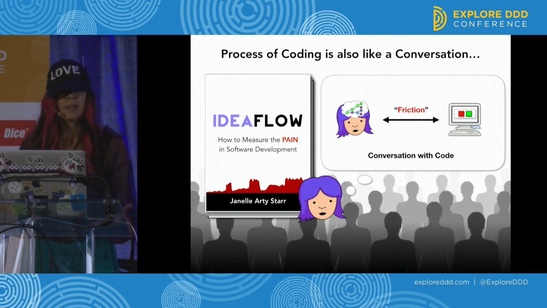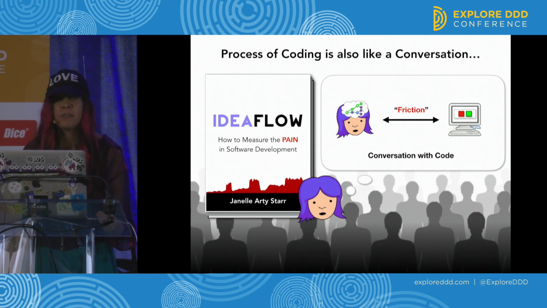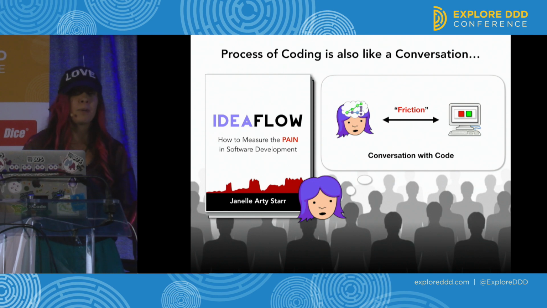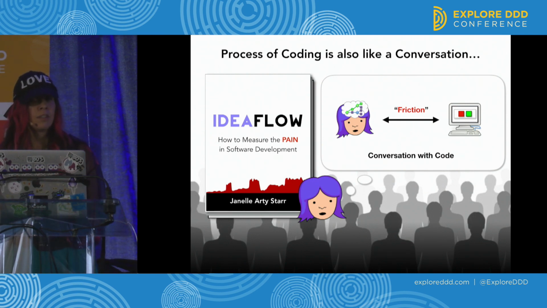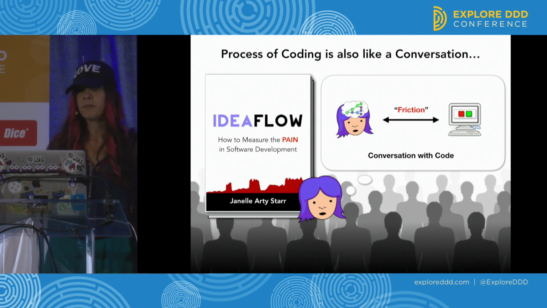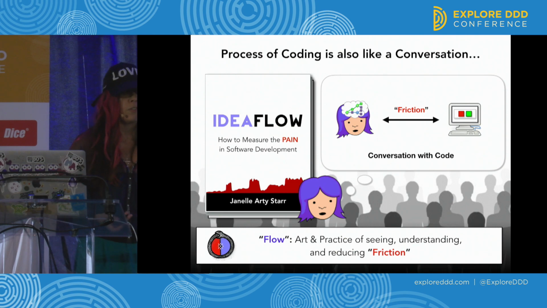So this is my book, Idea Flow. Like I said, I wrote a book, How to Measure the Pain in Software Development, because I was trying to make these invisible problems visible. And if you imagine a developer having a conversation with the code, with the computer, we can have friction in that conversation. So flow in this case, I'm borrowing from the lean idea of flow, but mapping this to communication systems. So flow is the art and practice of seeing, understanding, and reducing friction.